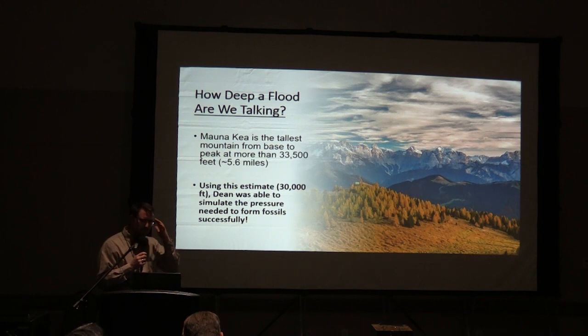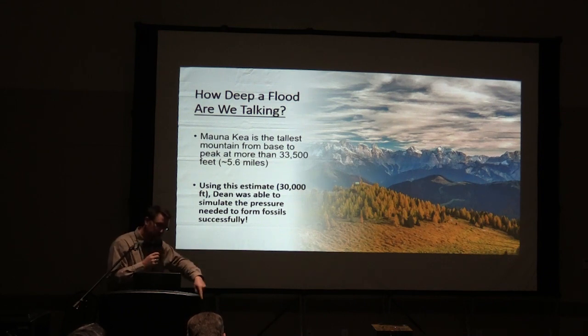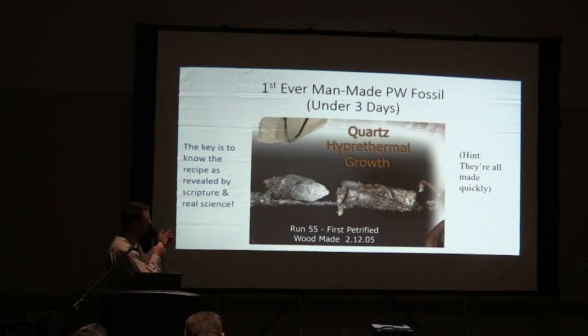Okay, this mountain, about 30,000 feet. The Bible says the mountains were covered. So let's try. He goes down the slide in his basement to Dexter's lab, and he tries making fossils, and he actually succeeds, which is really cool. He turned this wood into a rock. Congratulations. That's what makes Dean a real scientist, right?